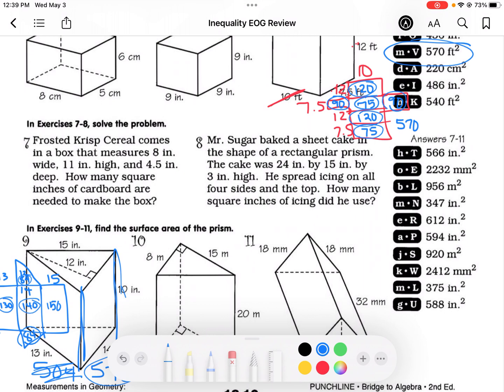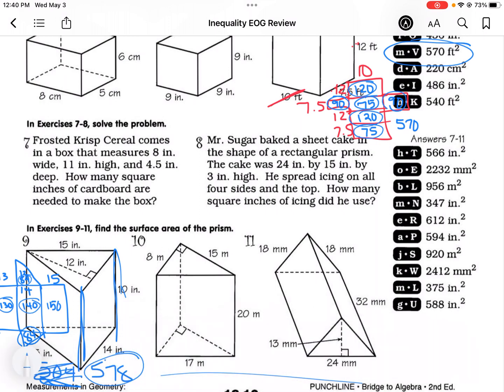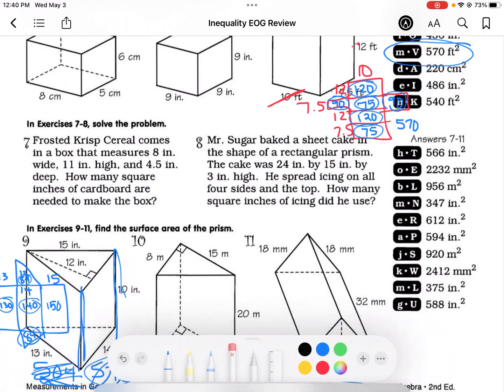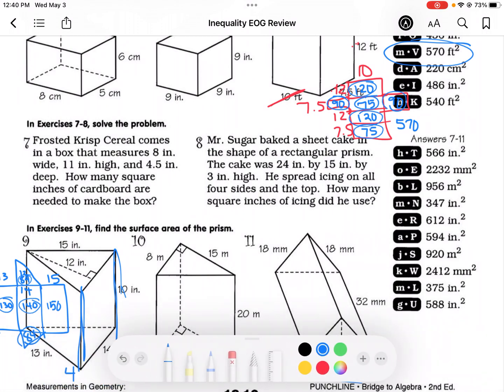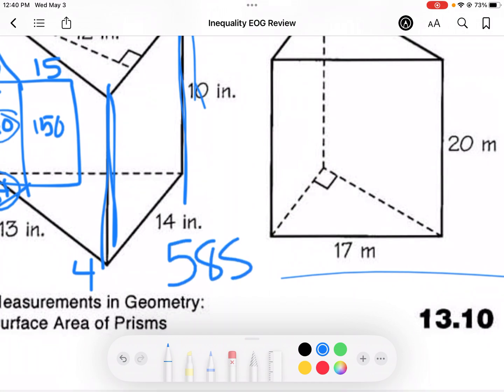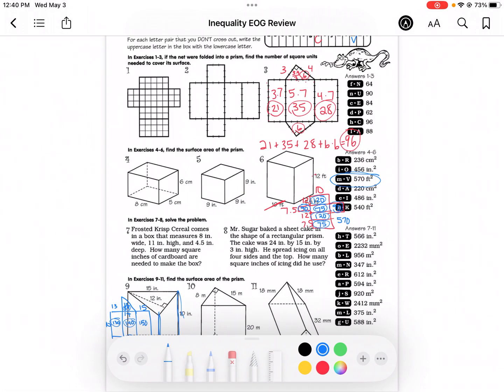It's still not over there. Okay, let me check. 130 plus 84 plus 140 plus 150. 588. Jeez Louise. That one took a lot of effort. So you gotta be really careful when you're putting them in the calculator.